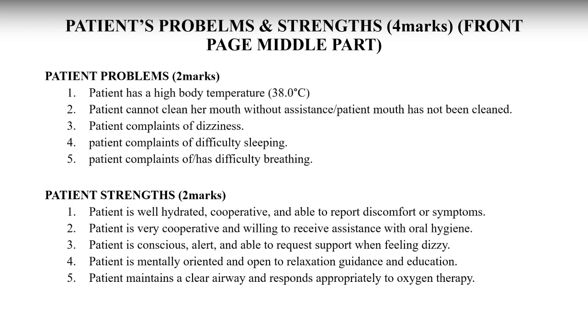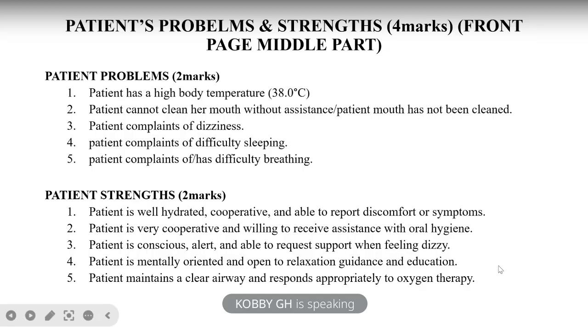Okay, that's fine. So patient has a high body temperature. If you write patient has a high body temperature, it's wrong. You can't also write patient has fever. It's wrong. This is the right way of writing the problem. Patient has a high body temperature, then you specify that high body temperature. Patient has a high body temperature, into bracket, 38 degrees Celsius.